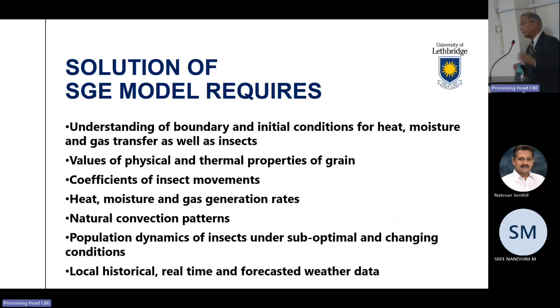We need to understand the natural convection patterns. When grain is not under forced ventilation, there is natural movement of air inside the grain, and that does affect the moisture distribution. So we need to understand how that occurs in different size bins, and it does change with the size of the bin. And we need to understand the population dynamics of insects.